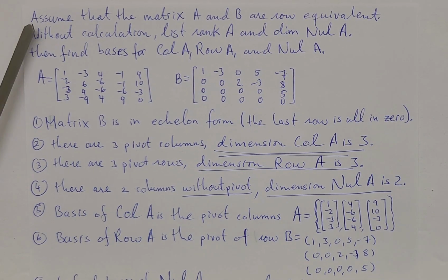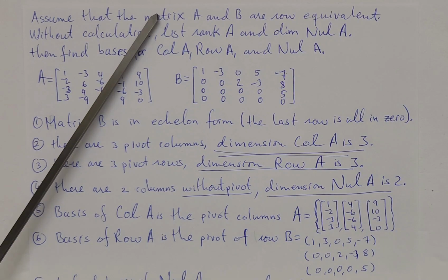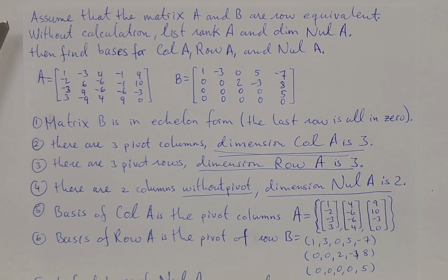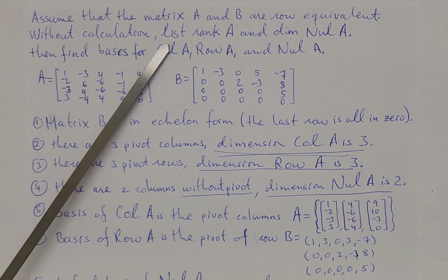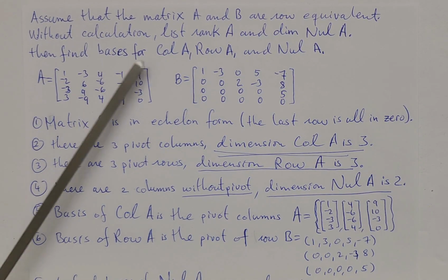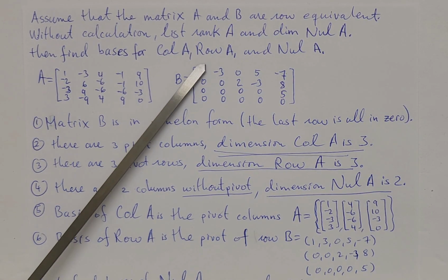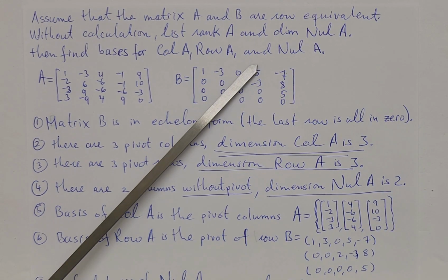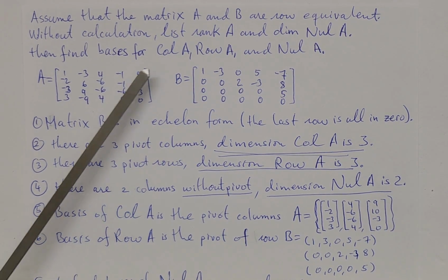In this lesson, assume that the matrices A and B are row equivalent. Without calculation, list rank A and dimension null A. Then find a basis of column A, row A, and null A. Okay, so one more time.